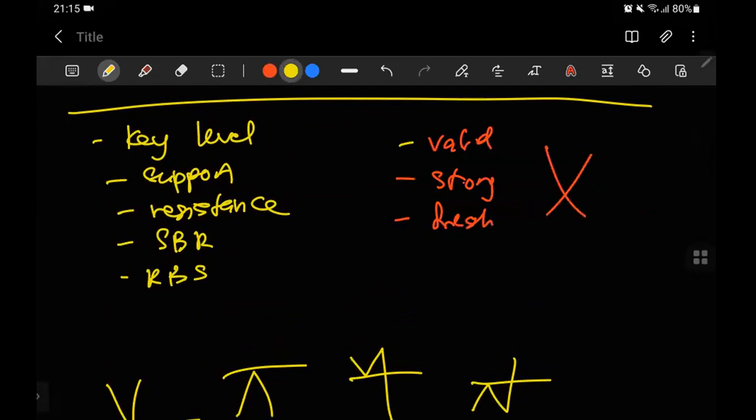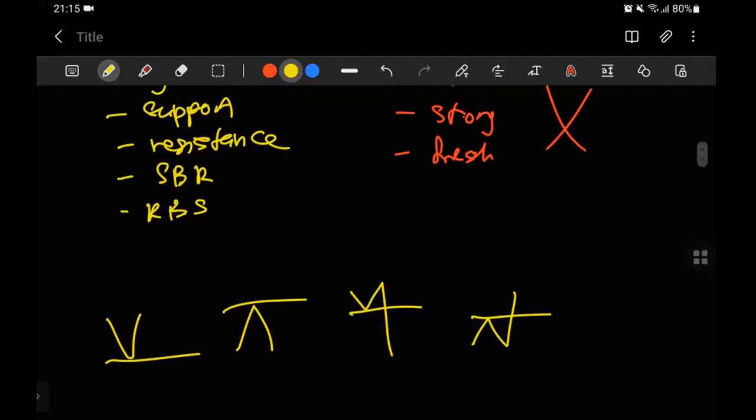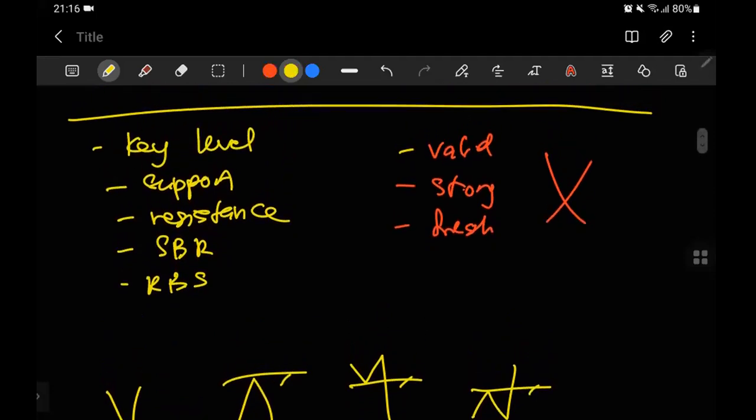Okay, untuk key level kita ada 4: support, resistance, SBR, RBS. So ni support, ni resistance, ni SBR dan ni RBS. So untuk key level ni tak ada istilah valid, strong, fresh. Benda ni kita tak pakai.